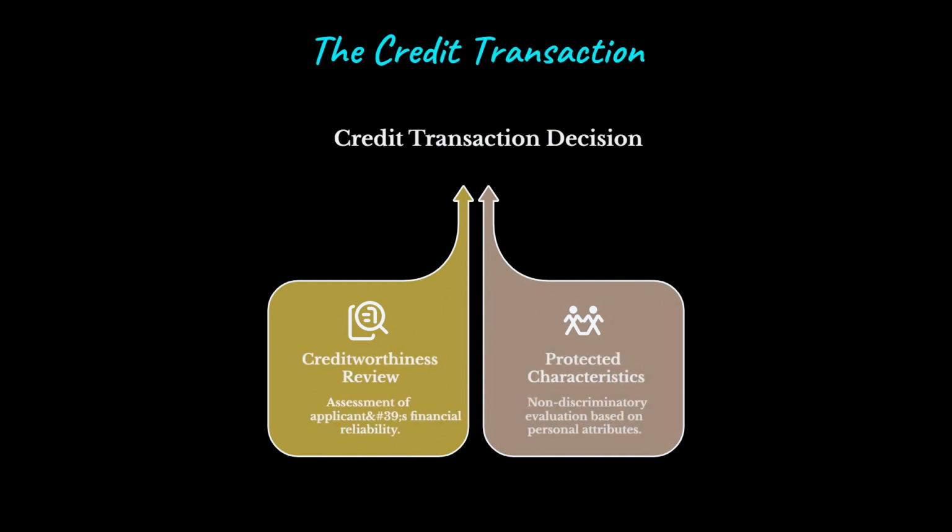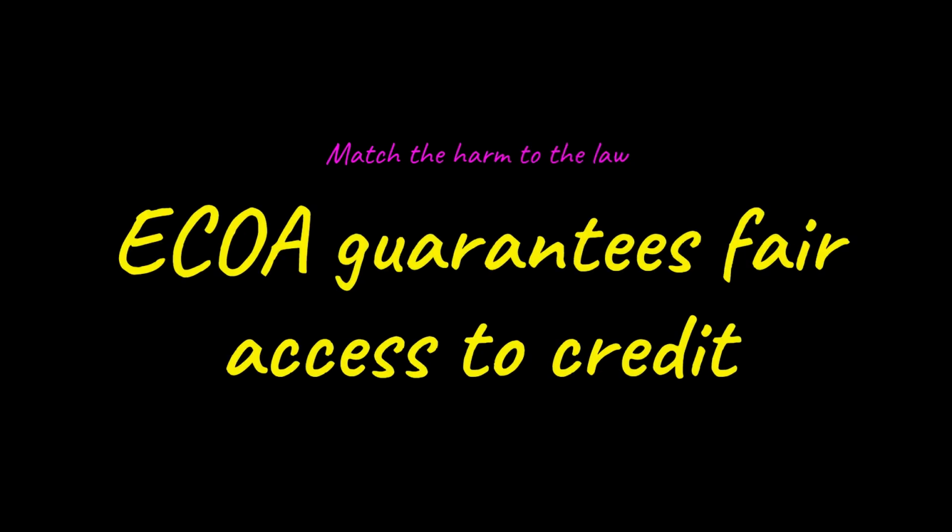Picture a single credit transaction: an applicant, a creditor, and the lending decision where credit is granted or denied and terms are set. That decision must rest only on creditworthiness, never on protected characteristics like marital status, age, or the source of someone's income. When the harm is a lender treating an applicant differently because of who they are, the answer is the Equal Credit Opportunity Act, the federal guarantee of non-discriminatory access to credit.